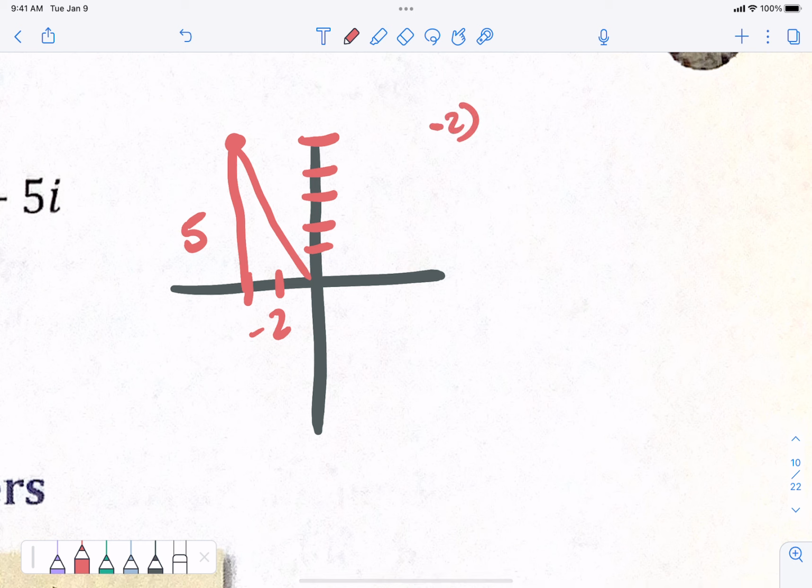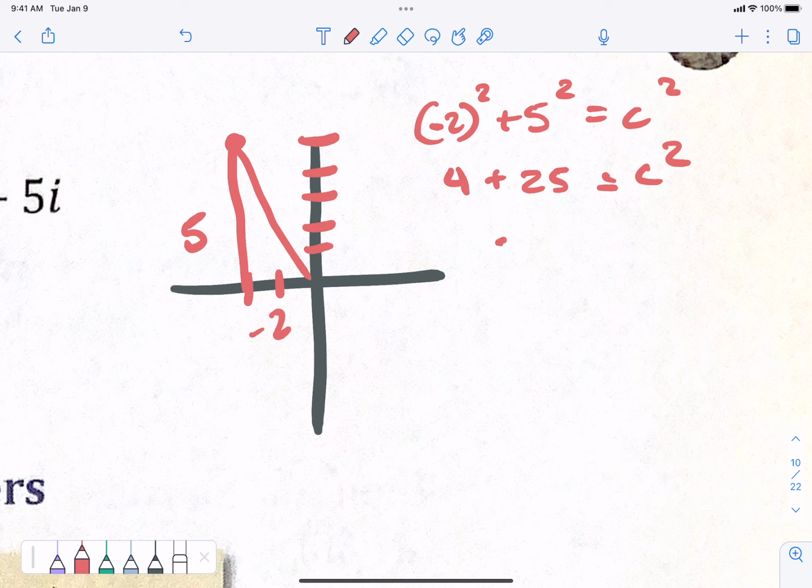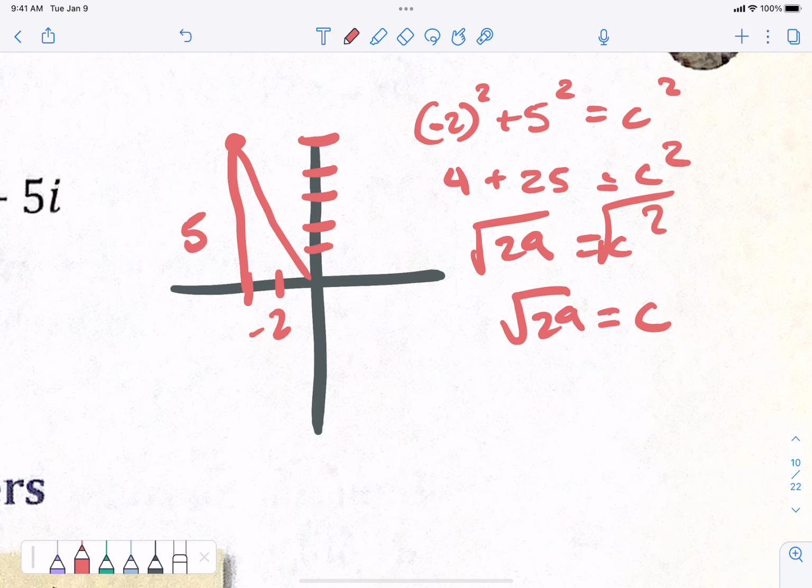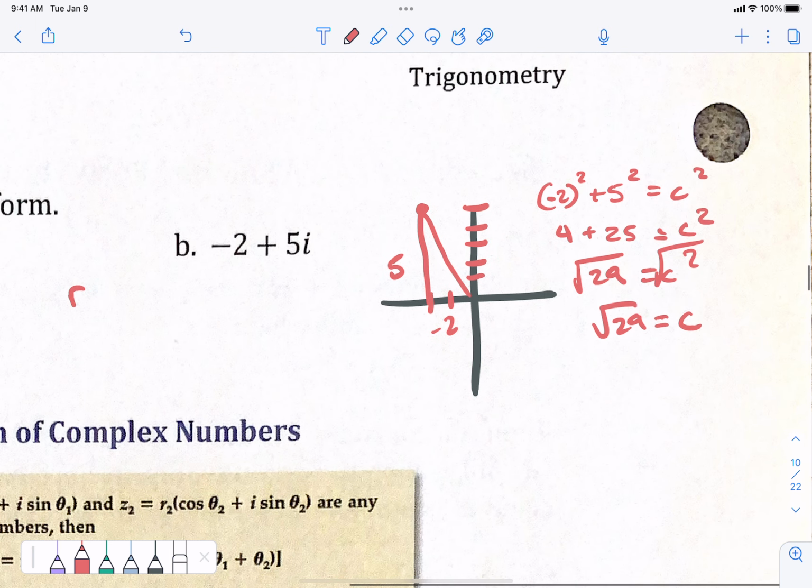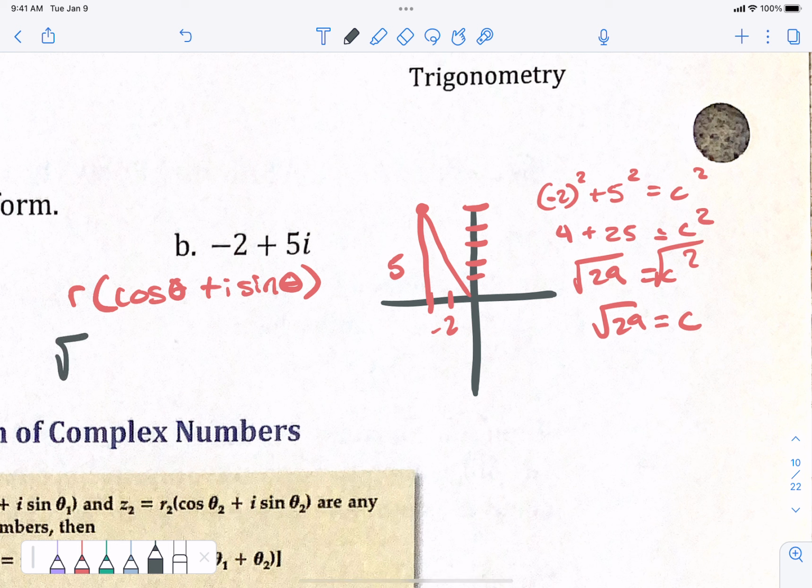So we do -2 squared plus 5 squared equals c squared. This is 4 plus 25 equals c squared. 29 equals c squared. We're going to leave it as the square root of 29 if it doesn't come out nicely, right? c equals the square root of 29. So when we do r(cosine theta plus i sine theta), r is going to be my square root of 29. Now we just have to figure out what our theta is. Theta is this guy that lives right here.